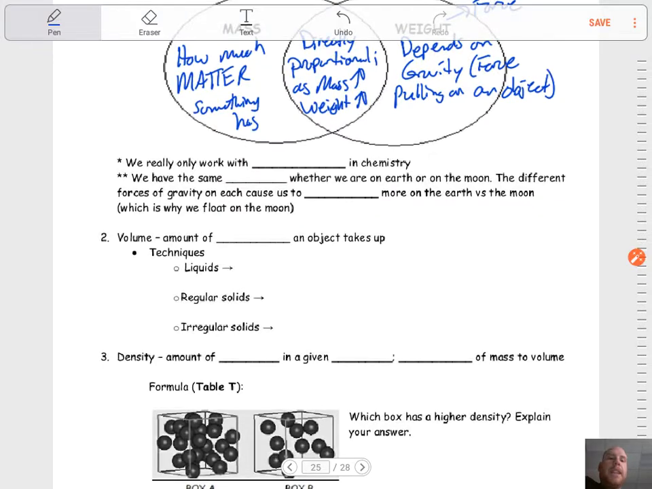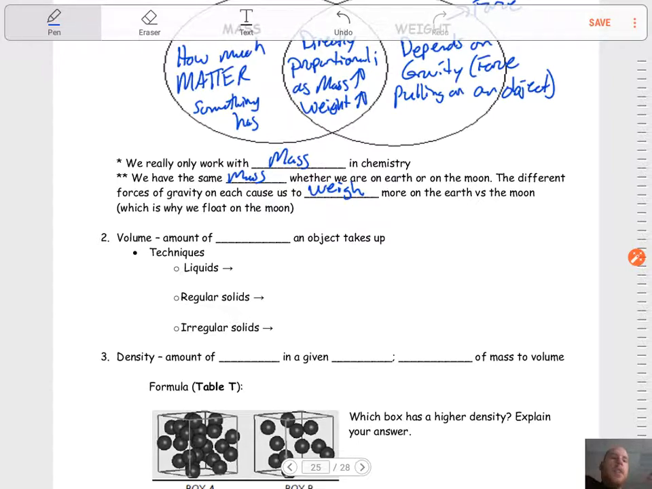So just something basic here. We really, guys, only work with mass in chemistry, so don't worry too much about it. We have the same mass, whether we're on the Earth or the Moon. The different forces of gravity on each cause us to weigh more when there's a higher amount of gravity. So if you go to the Moon, you weigh less. That's why when you see the video of the astronauts, they can actually bounce and stuff because they weigh less.